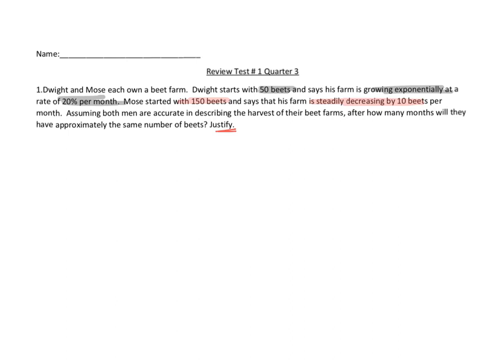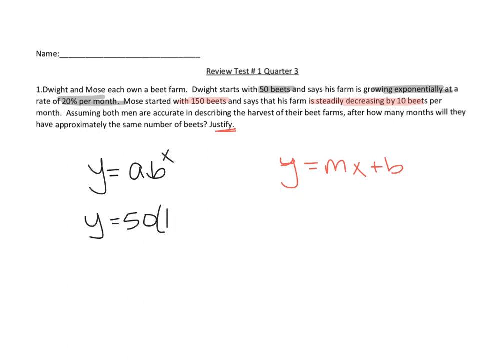So Dwight has exponential growth, so we're going to use a b^x for him. But Mose has a steady decrease, so that's actually just a line, because it's steadily going down by the same rate every month. Dwight's equation is going to have a as 50 because that's his initial, and 1 plus 0.20 as his b value to the x, because 0.20 refers to the 20%. Mose starts with 150 beets and it's going down by 10 beets per month, so it's going to be minus 10x.